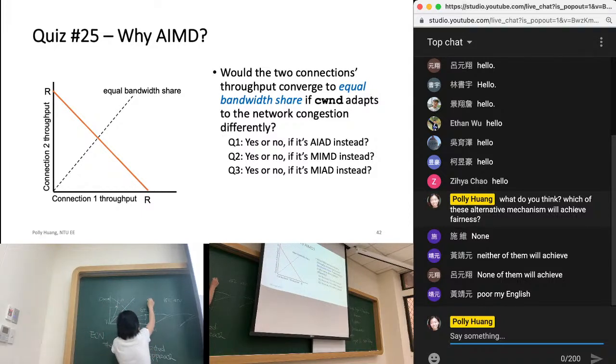And the slope is the initial throughput ratio, 2/1. Okay, so if it's not fair to begin with, then it's not going to be fair. If it's fair to begin with, it's going to be fair.